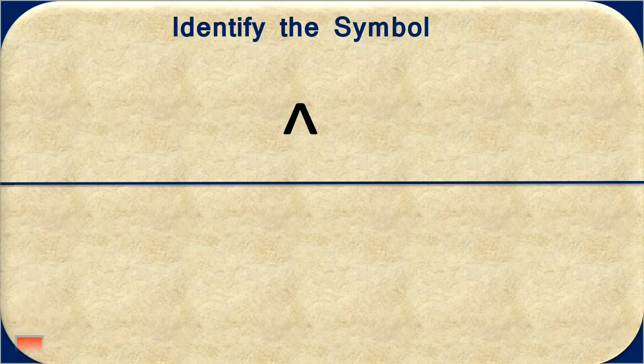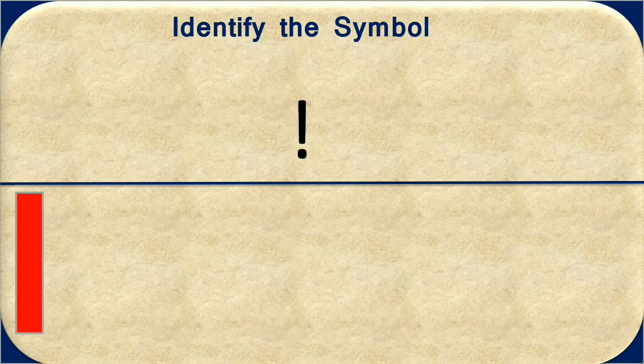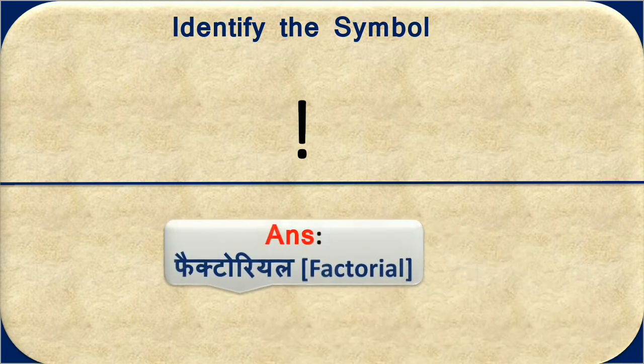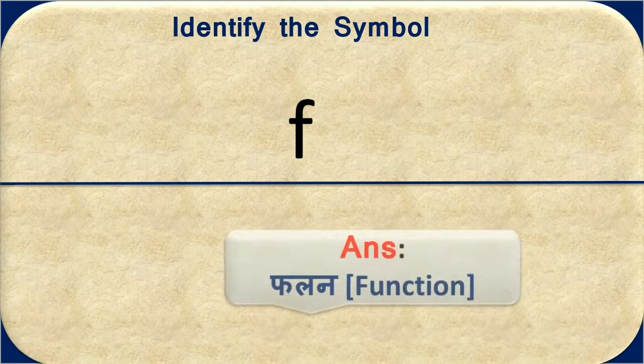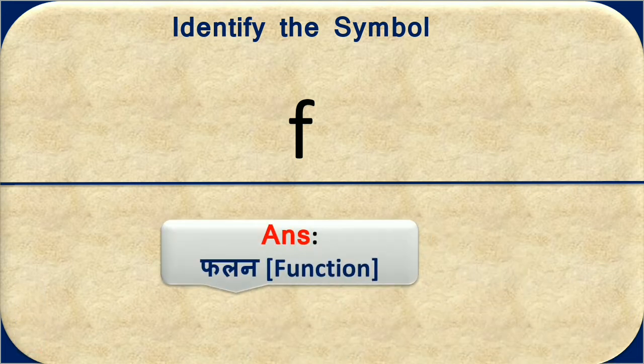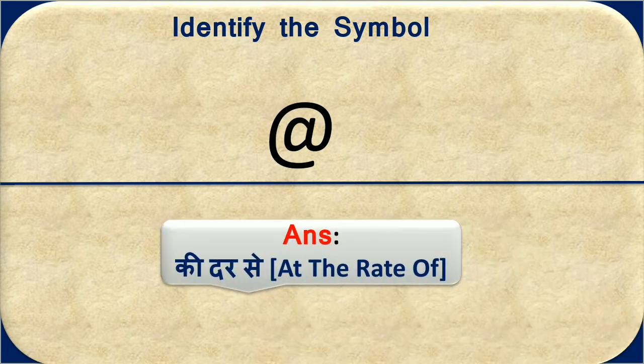Identify this symbol. This symbol is of and, or. Identify this symbol. This symbol is of factorial. Identify this symbol. This symbol is of function. In Hindi, falan. Identify this symbol. This symbol is of at the rate of.